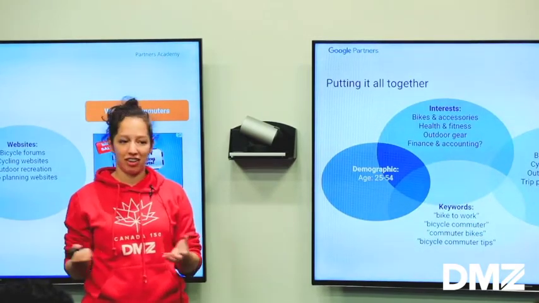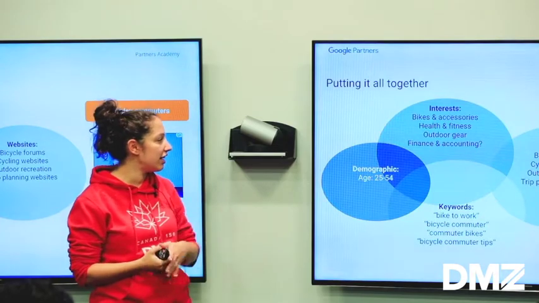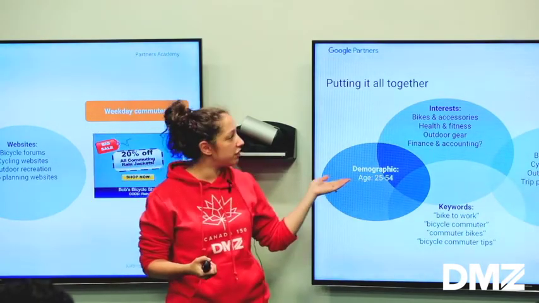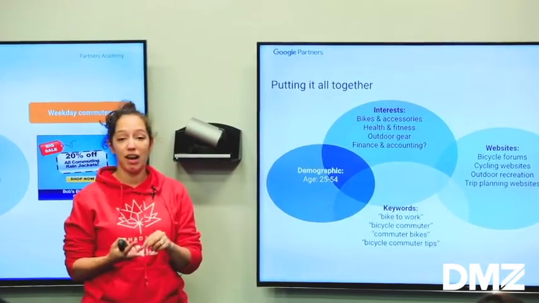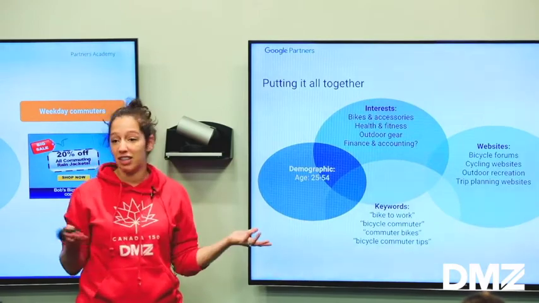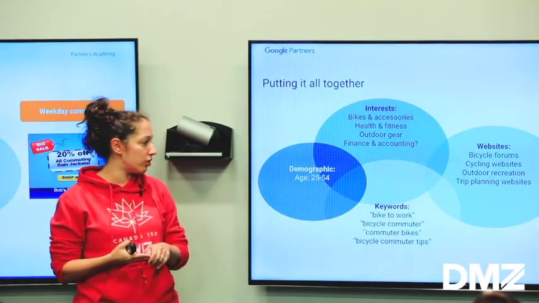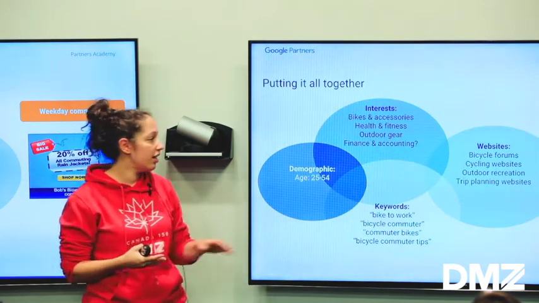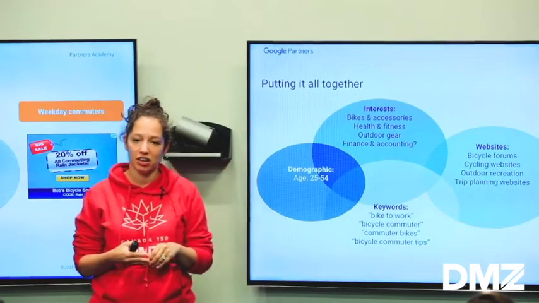And then you put it all together. So this is just an example of what a weekday commuter campaign could look like. Demo, ages 25 to 54. People interested in bikes and accessories, and health and fitness, and outdoor gear. Maybe people interested in finance and accounting if they're commuting to downtown and they work on Bay Street. Some keywords that might be useful to put into a search campaign. Some websites, bicycle forums, outdoor recreation, things he wants to target.